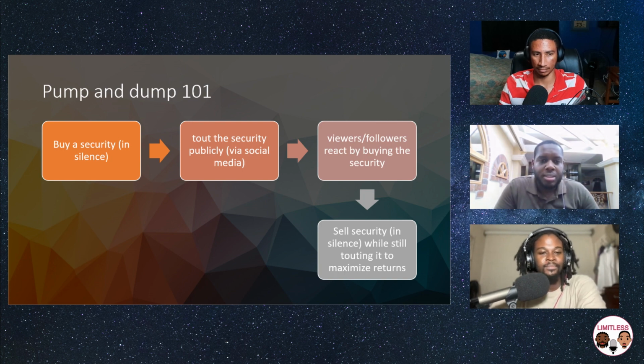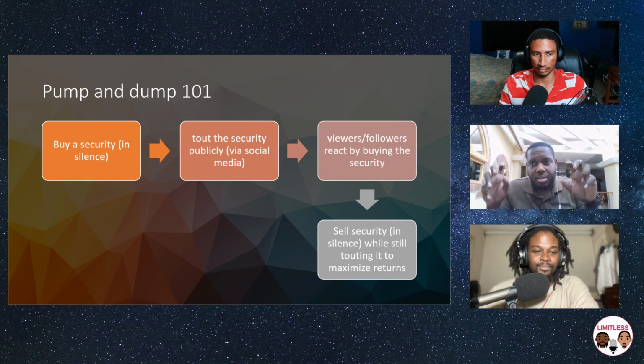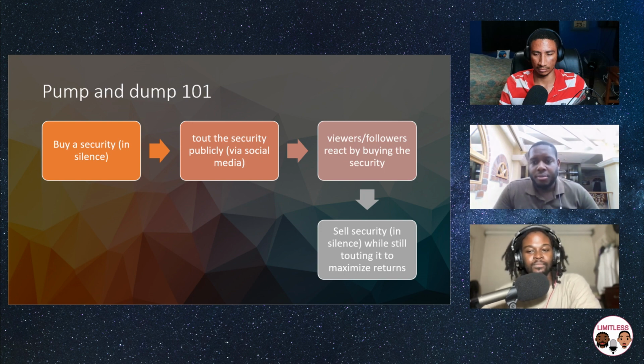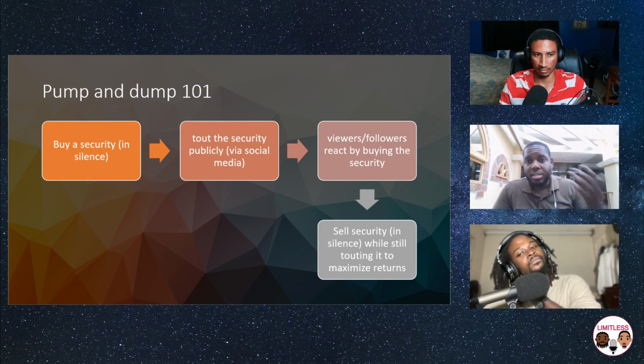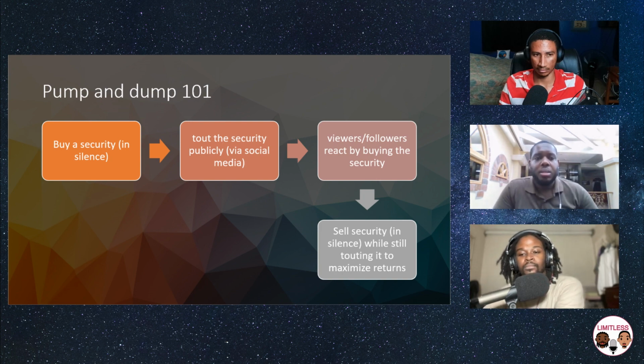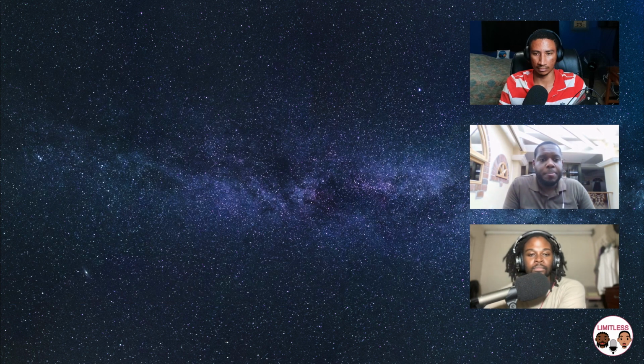Essentially, the entity buys a security in silence, right? They don't say when they're buying. Then they tout the security publicly after buying, and the viewers and followers react by buying the security. While this is happening, the person or entity who touted the stock is now selling in silence, not saying that they're selling, while still touting it in some instances. So that's the basic breakdown of how pump and dumps happen. Then we're going to talk about pump and dumps in action, right? We need to actually show what we're talking about.